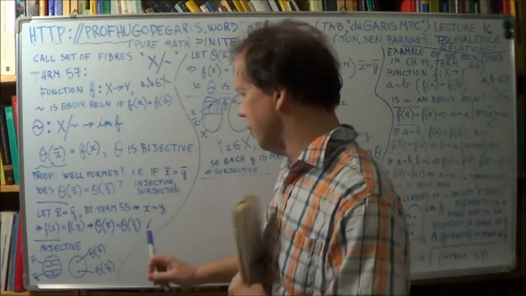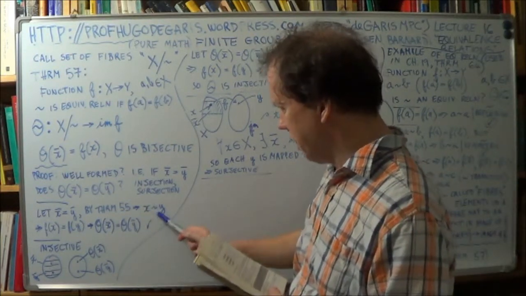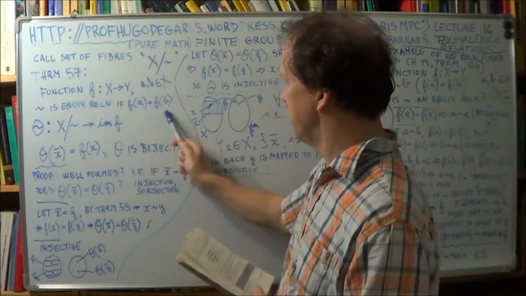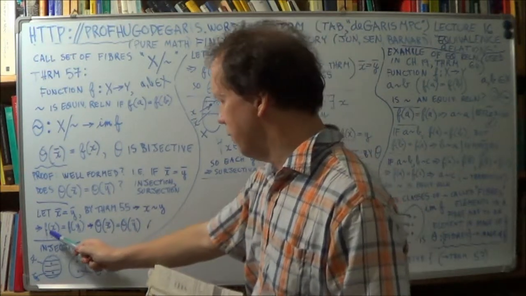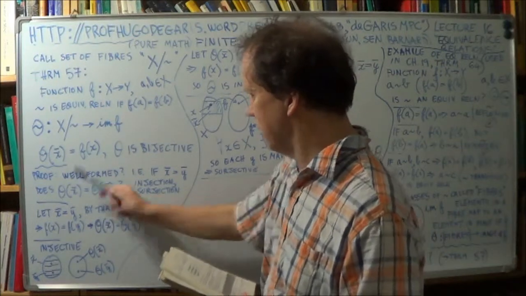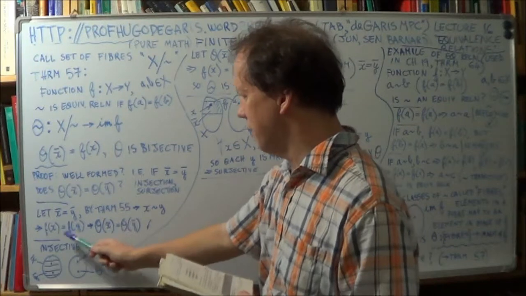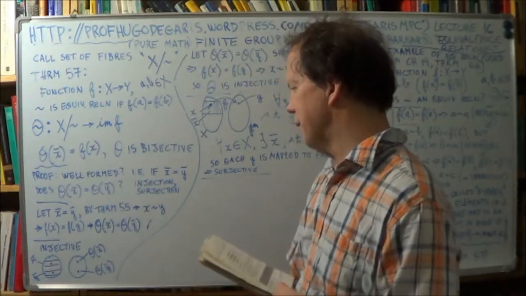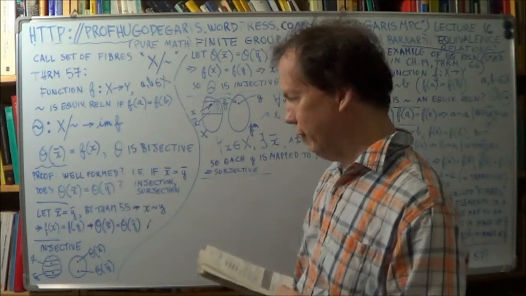Now we're talking about x and y, so we've got that's true. But what does this mean? Well, it means f of x is f of y. That's how this thing is defined. So if that's true, then this is true. Now, if that's true, then this is true from this. So if f of x equals f of y, then this equals this. So we've shown that it's well formed.